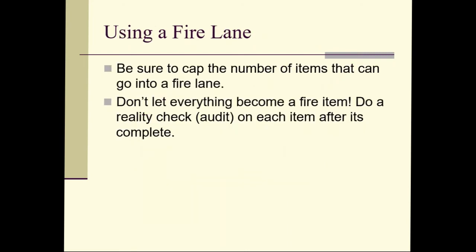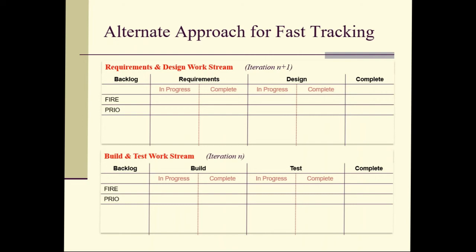So that's another way of dealing with it, right? We can cap the number of items that go into a fire lane. Not everything's urgent. It should be really for true emergencies, right? Don't let everything become a high priority urgent item. That's not the intent, right? So let people focus on what is key.